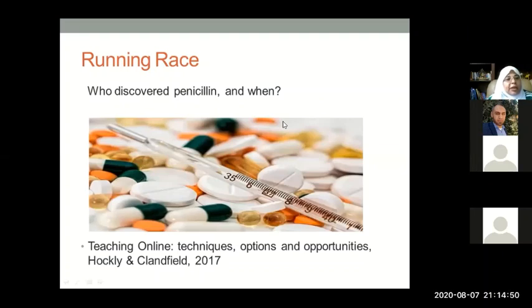This is called a running race activity where you can do online. You remember when we used to give classes face-to-face? We used to do this in a different way. We used to divide the passage into parts and put these parts on the wall, okay? And then divide your learners into groups. So if you teach face-to-face, you can do it this way.